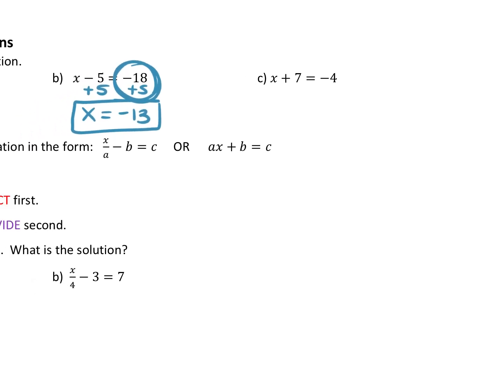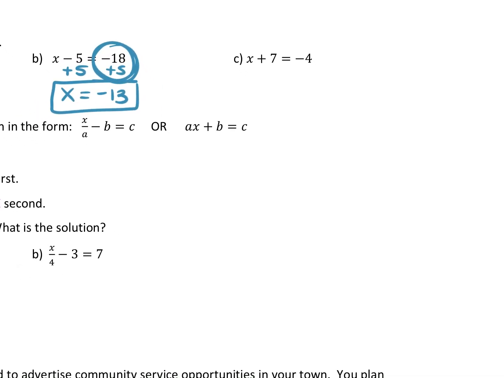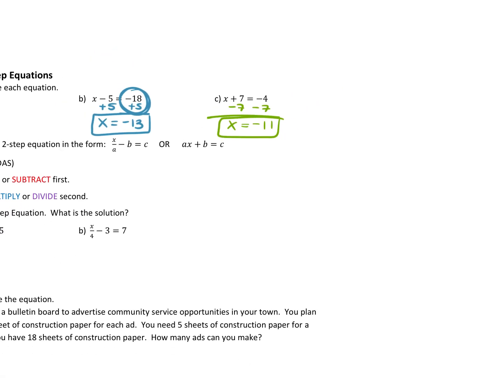And the last one? You would subtract 7. Again, a negative minus 7 is going to be a negative 11. Okay?